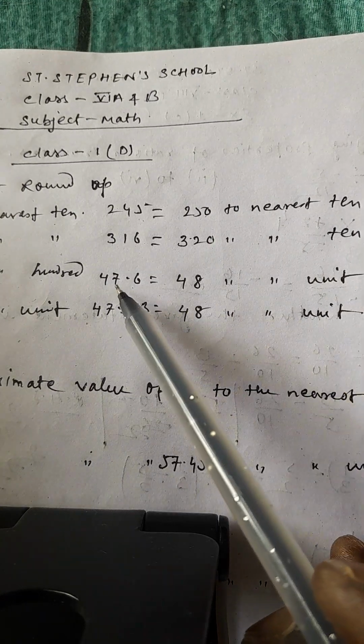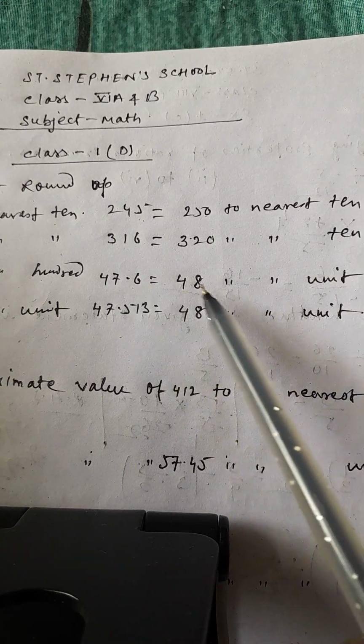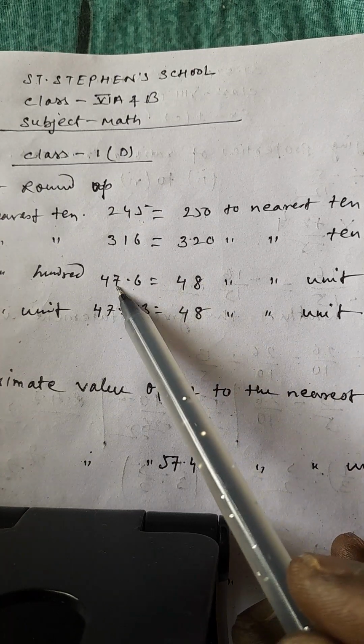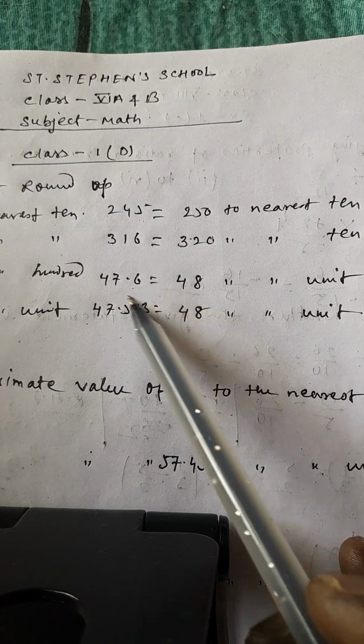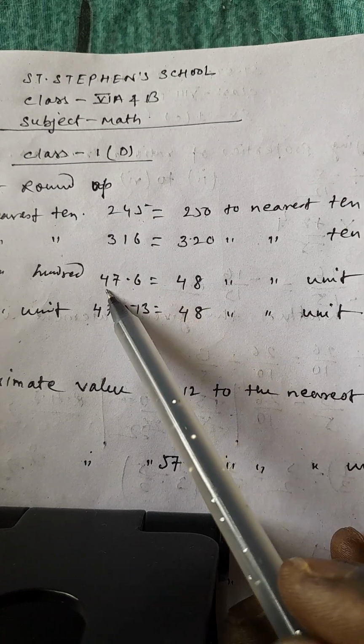In the same way, the nearest value of 47.6 will be 48, as 7 is in unit place, and before unit place the number is more than 5, that is 6. So we will increase this value.